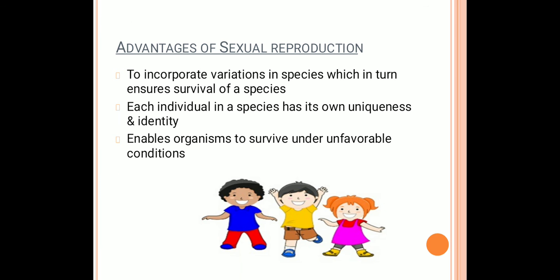Next, what are the advantages of sexual reproduction? The advantage of sexual reproduction is to incorporate variations in the species, which in turn ensures the survival of the species. As we know, variation is necessary for the survival of the fittest. Survival of the fittest is the law. With the help of survival of the fittest comes the evolution of the species. This is the main advantage of sexual reproduction.